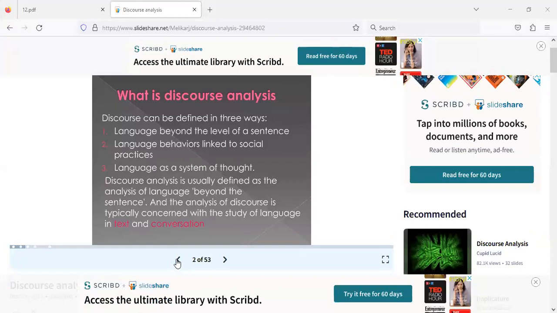So this is a subject or field related to psycholinguistics. It's multidisciplinary, actually, so you can't stick to one area. It can be related to sociolinguistics, it can be related to psycholinguistics, pragmatics, right?